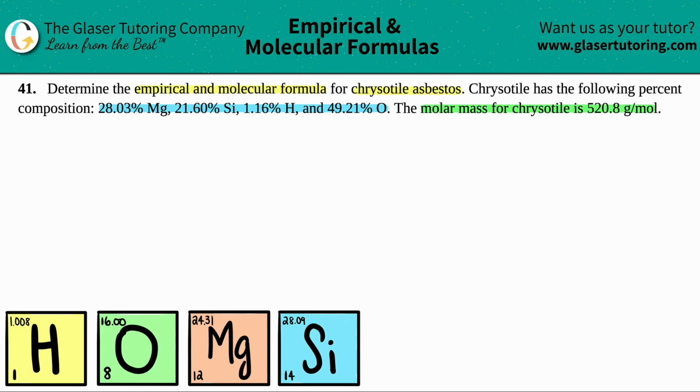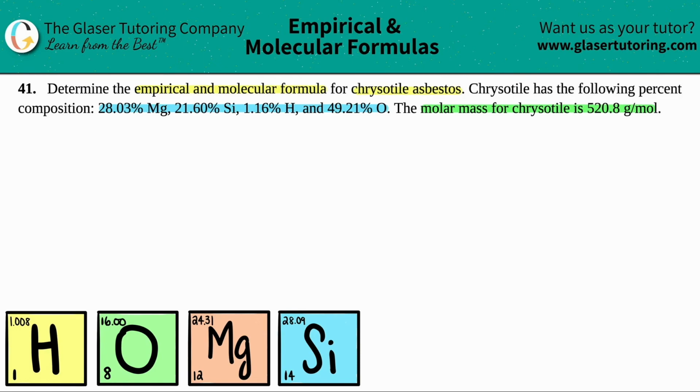Okay, but let's just get to the problem, right? We want to find the empirical formula and the molecular formula for chrysotile asbestos. How do we do that? Well, they gave us percents, and we can always go from a percent composition to an empirical formula by doing a 4-step process. Then we just add one little step to find the molecular formula.